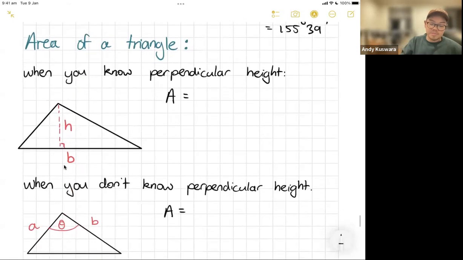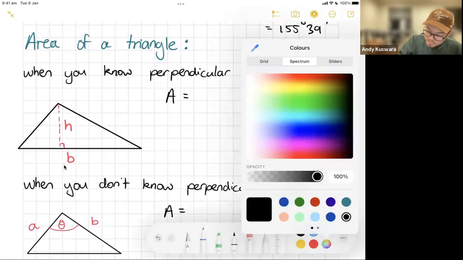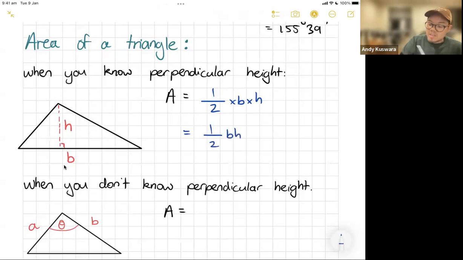Area of a triangle. Okay, now there's another formula that we use. I'm bunching it together. Hopefully you guys are okay. When you know the perpendicular height, please don't forget area of a triangle is just going to be half times base times height. Okay, half base height is nicer. But here's the other one.